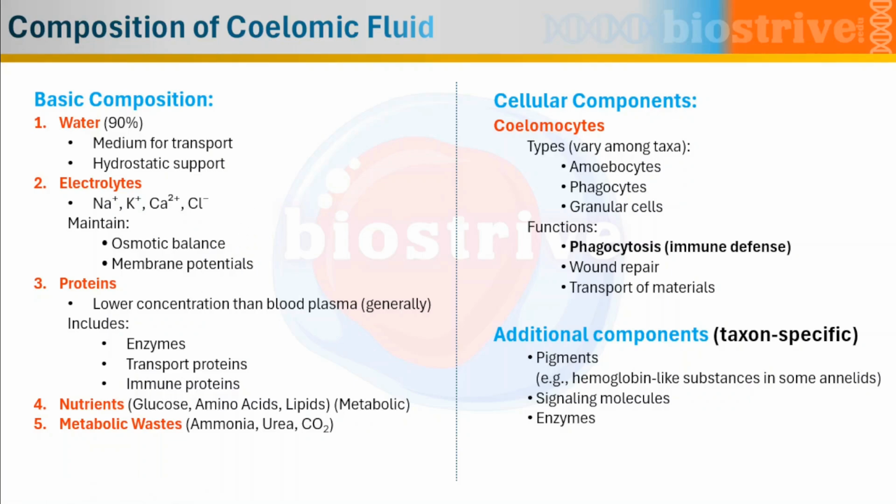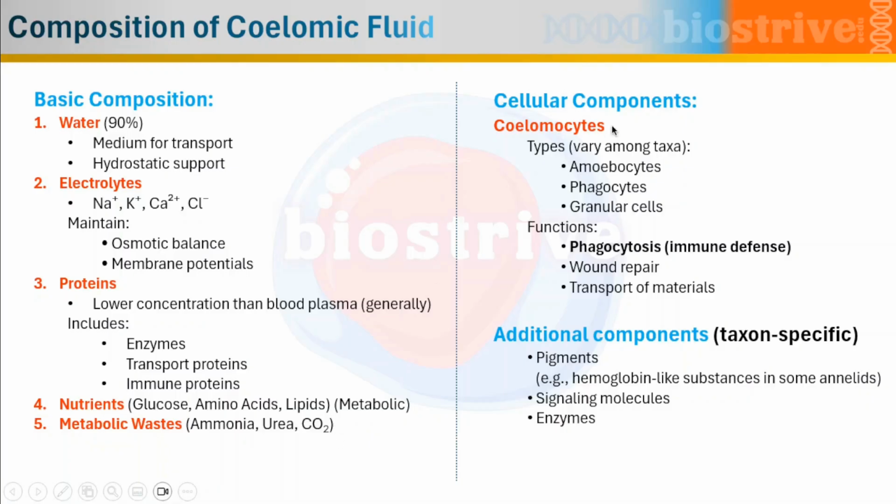If we talk about proteins, proteins are somewhat lower in concentration than in the blood plasma itself, and proteins are of various types. There may be some transportation proteins, some immune proteins, some enzymes. There may be presence of nutrients, and nutrients include basic glucose, amino acids and lipids, and all these nutrients have to be metabolic in nature. And if there are nutrients, there is metabolism, there has to be metabolic waste, and the metabolic waste is of what kind? That will depend on the type of organism and its habitat. It may be ammonia, it may be urea, it may be uric acid, carbon dioxide is always there.